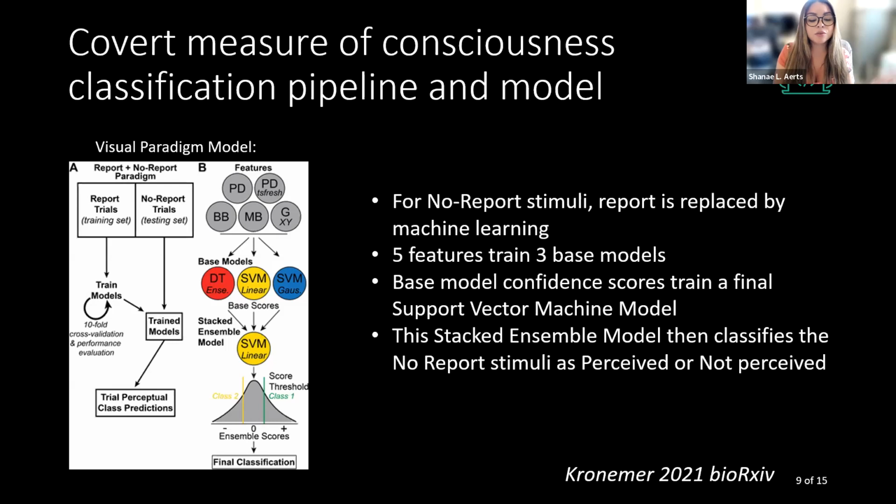These are fed into 3 base models. The optimal ones in the visual paradigm were a decision tree, linear SVM, and a Gaussian SVM. The confidence scores from these models are then fed into a stacked ensemble SVM, linear SVM, from which we then classify the no report stimuli as perceived or not perceived. And this is how we're able to determine if our auditory stimuli was perceived or not perceived without needing to ask the subject.